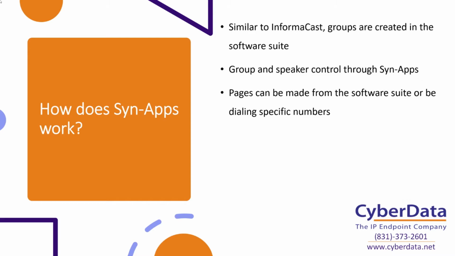And as we finally get to the other major player in emergency notification, it's going to be Intrado's Synapse. And Synapse is very similar in terms of how InformaCast works, where groups are created and then devices are registered to the platform as speakers. And then you get group and speaker control through the Synapse platform. And of course, just like InformaCast, it allows you to make the actual announcements directly through the Synapse Revolution software suite or by dialing specific numbers.